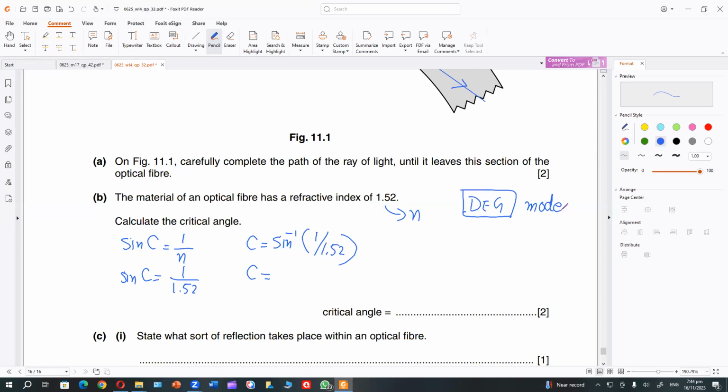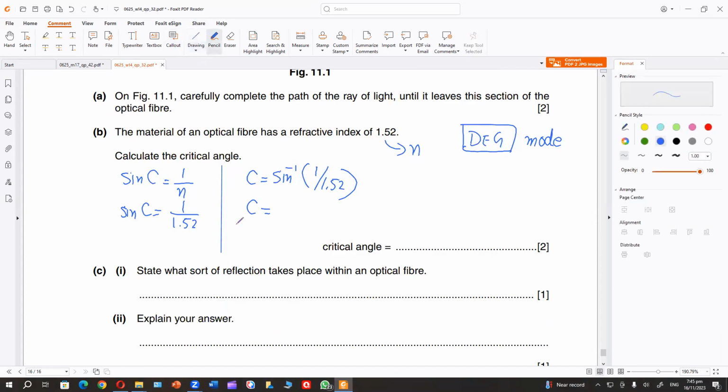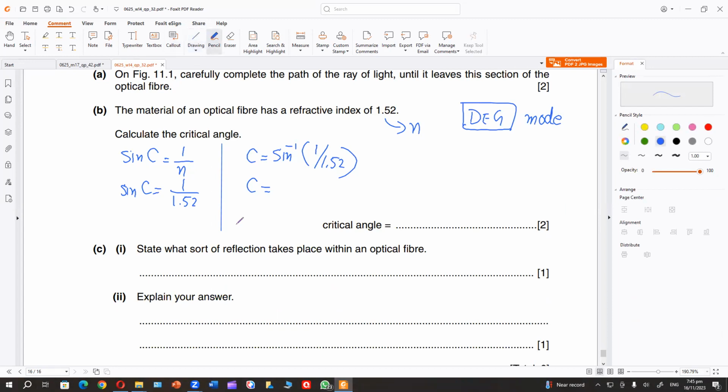So can you please give me the answer again or write it on the chat? I didn't say the answer yet. One second. Okay, please tell me once you are done with it. 41.13 degrees, to 1 decimal place, so 41.1. Looks very good. Now state what sort of reflection takes place within an optic fiber.